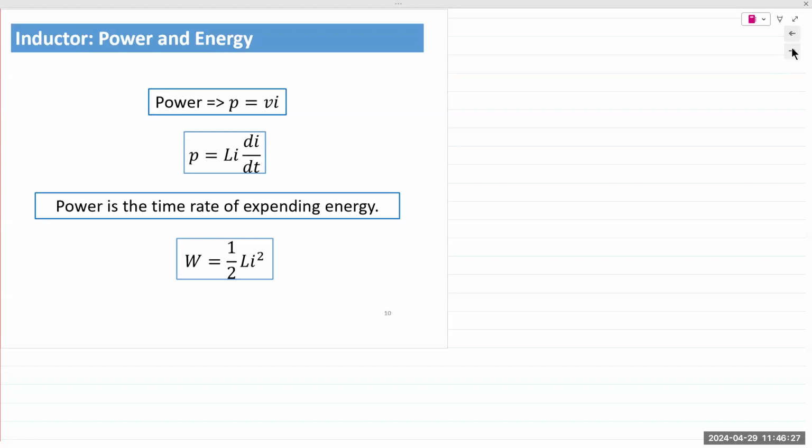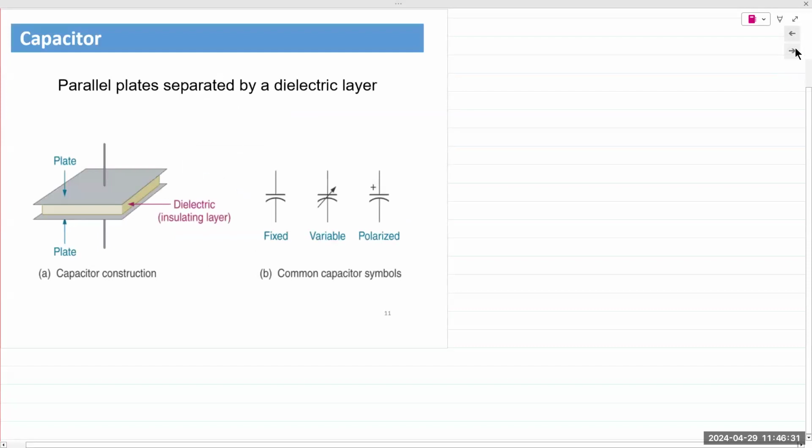So let's move on to the capacitor. Capacitors are nothing but two conducting parallel plates separated by an insulating material. It's two conductors, and by conductors, I mean they are able to conduct electricity. They are separated by an insulating material.